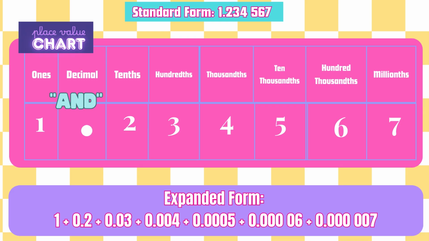In expanded form, this number would be written as 1 plus 0.2 plus 0.03 plus 0.004 plus 0.0005 plus 0.00006 plus 0.000007.